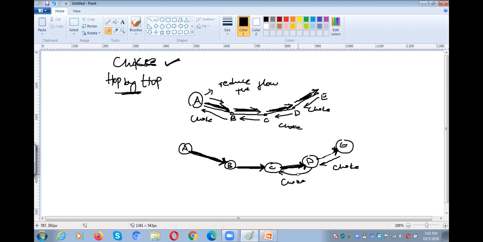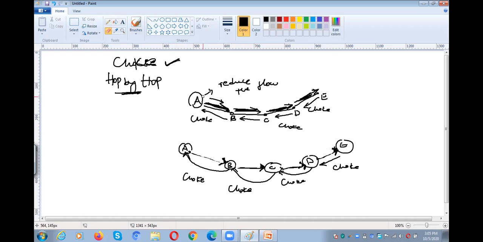What will C do? Whenever C receives the choke packet, C will regulate the flow. It will reduce the flow, and then forward the choke packet to B. Then what will B do? Immediately B will reduce the flow and forward the choke packet to A. Whenever A receives the packet, A also regulates the flow. That means it will also reduce the flow.